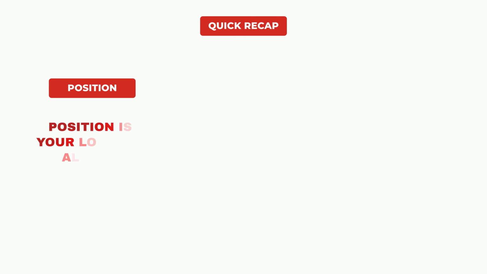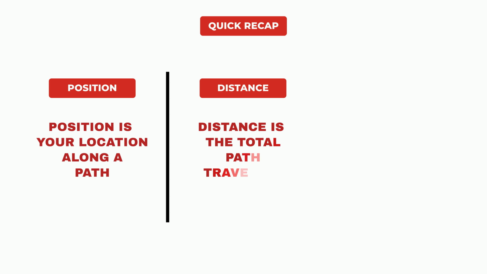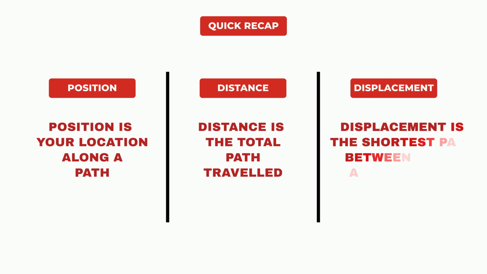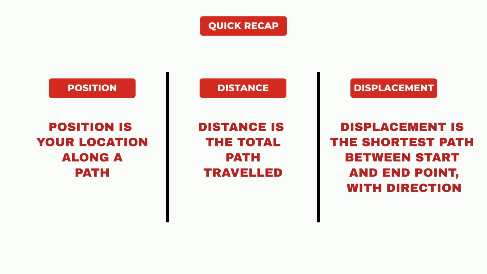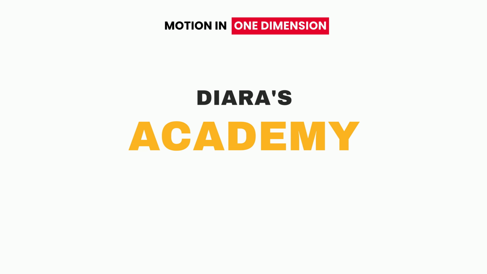So to recap, position is your location along a path. Distance is the total path traveled. Displacement is the shortest path between your start and end points, with direction. Understanding these terms can give you the edge in exams and real-life applications alike.